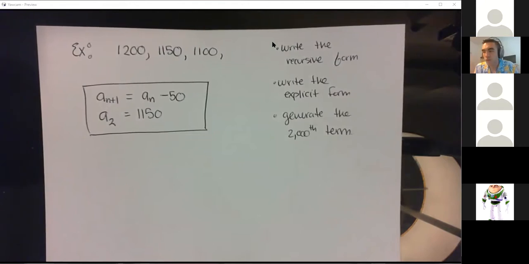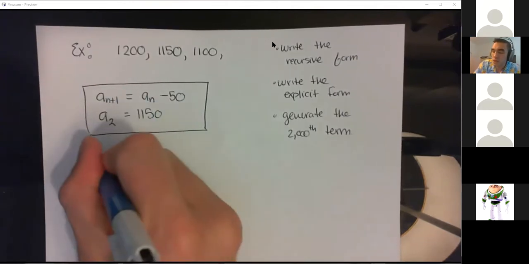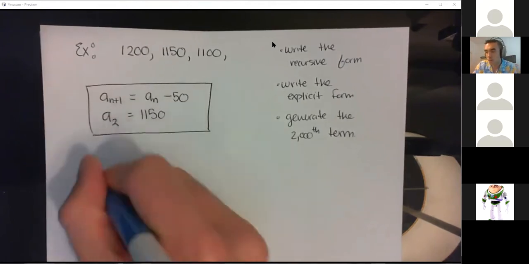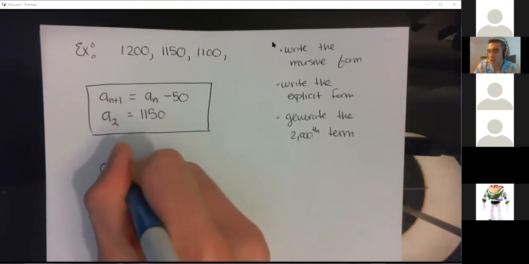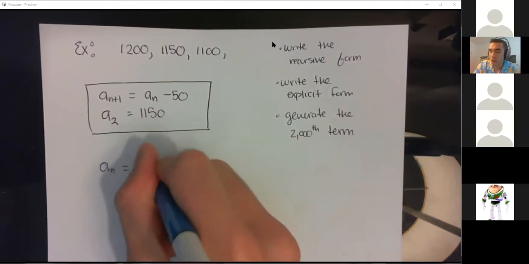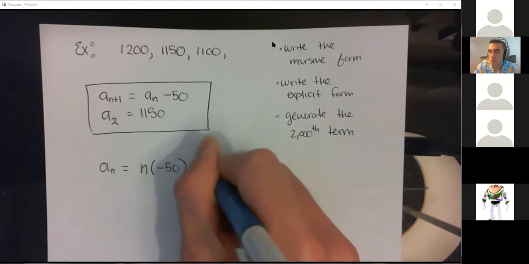Okay. So now let's go ahead and generate the explicit form of the sequence. This is to say that instead of saying, hey, get the next term based on the previous term, we could say, hey, give me any term in here based on n. So I'm going to have a sub n equal to, we'll follow our little recipe, n times d, so n multiplied by our common difference, which we just said is negative 50, then plus b.